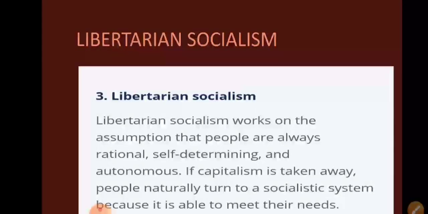So next is libertarian socialism. What is the meaning of libertarian socialism? Libertarian socialism works on the assumption that people are always rational, self-determining and autonomous. It is going to work on the people's power and personal decision. If capitalism is taken away, people naturally turn to a socialistic system because it is able to meet their needs. Because, as you saw, children, in the socialistic system each and everyone is going to own the property. All are equal only. Okay, so we will move forward.